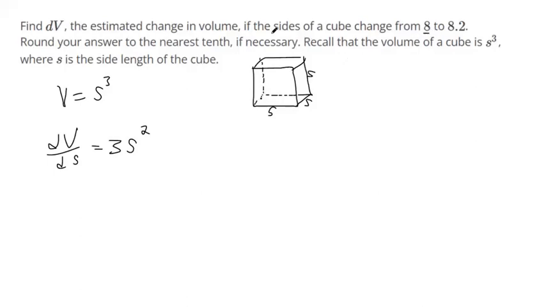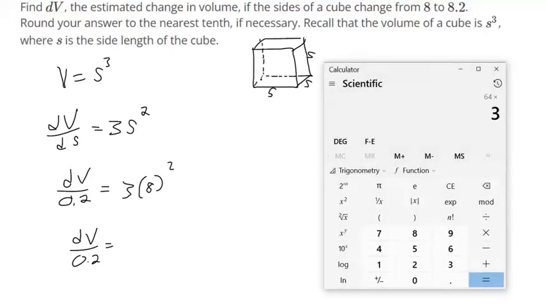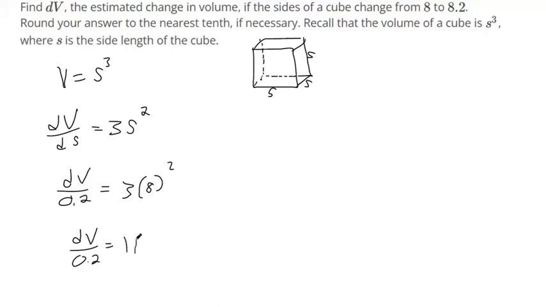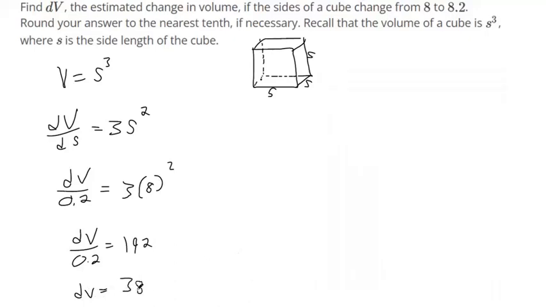Okay, and now we can start plugging in our differential information. ds, the side length, the sides change from 8 to 8.2, so that's a positive 0.2 because we went up. If the side length went down, then we put in negative 0.2, but it started here, ended here. And remember, we plug in the starting amount for our variable, so it started at 8. And then if we're trying to get dv by itself, 8 squared is 64. 64 times 3 is 192. And then we want to multiply 0.2 to both sides to finish solving. So it looks like 38.4 is our approximation.